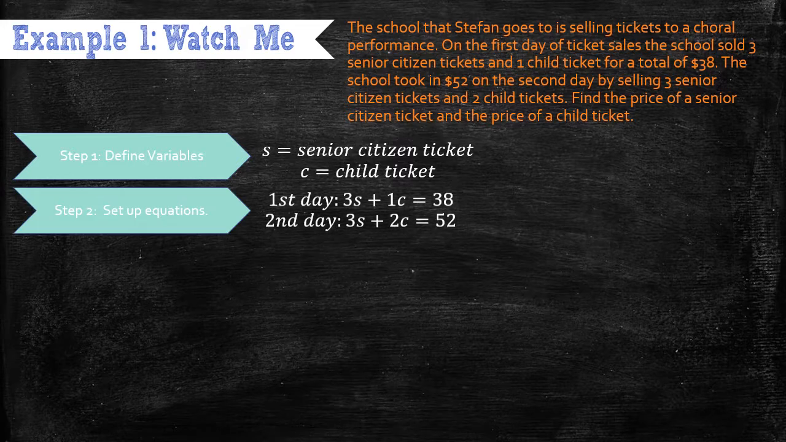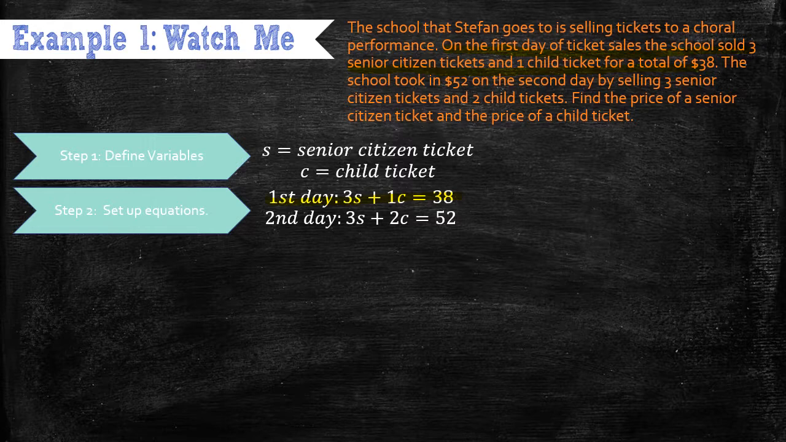Now, step 2 is to set up the equations. So as you can see here, we have 2 days of ticket sales. And you can go back and look here. It says on the first day of ticket sales, the school sold 3 senior citizen tickets and 1 child ticket for a total of $38. That is where this first equation is coming from. So 3 times the cost of the senior citizen ticket, plus 1 child ticket equals $38.